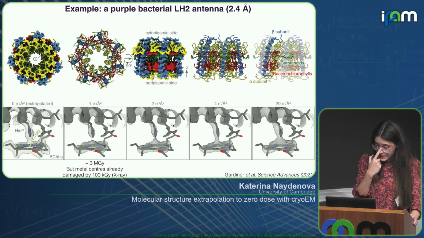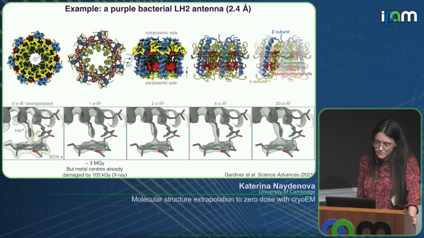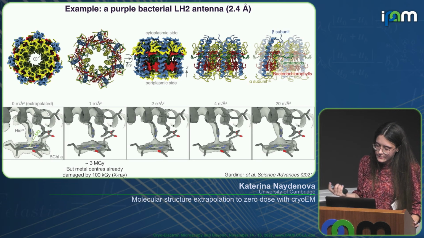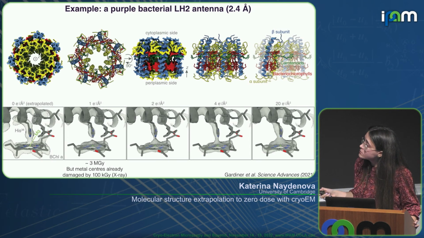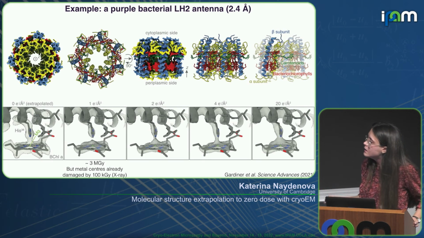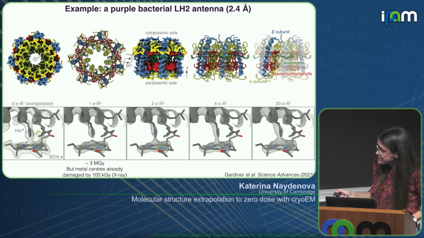All right, and I'm just going to finish with one example where we've used the Hexafoil support to determine the structure of this light harvesting complex from a purple bacterium. It's a very small membrane protein. Interestingly, we managed to visualize how the bacterial chlorophyll, which is the reactive center in this molecule, gets damaged by electron irradiation during its progression.